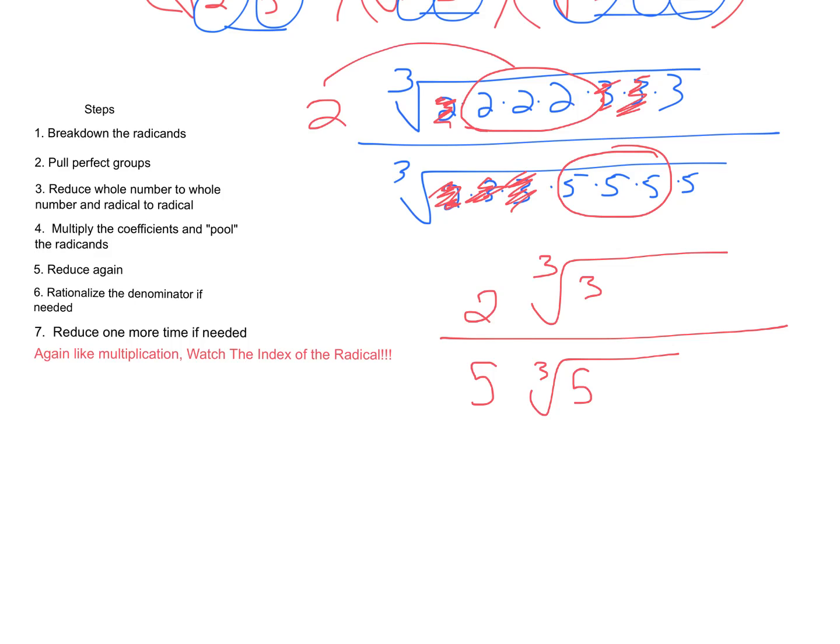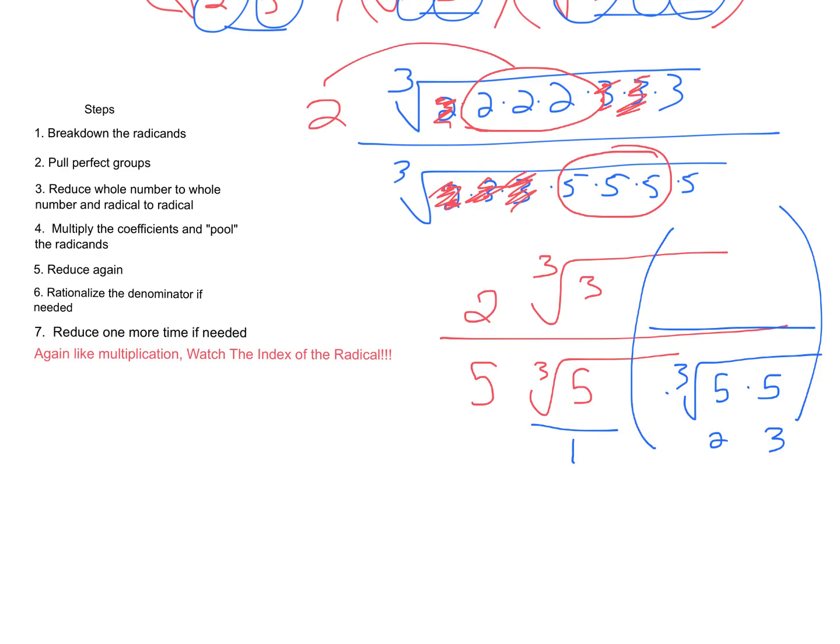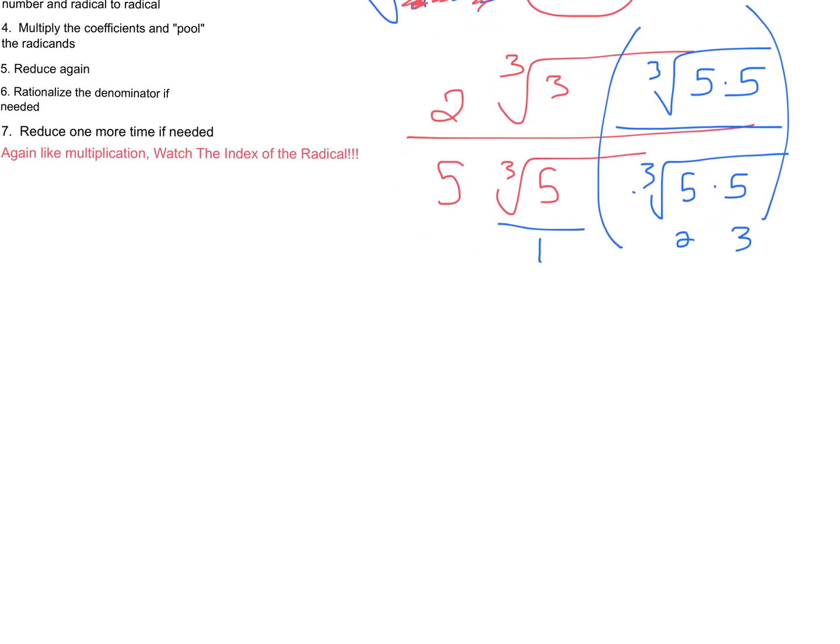Now, the problem is, I still have a radical in the denominator. I got to fix that. So let's clear this out. Okay. So again, I've got 1 5. To complete my cube root, I need 3 of them. So I need another 5 times 5. Cube root 5 times 5. Okay, so let me scooch this down a little bit.